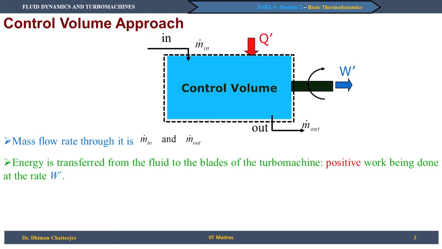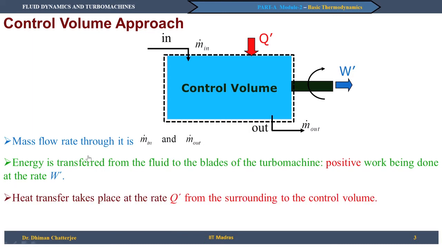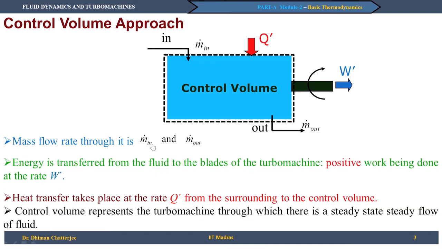I will come to that shortly. Similarly, we can talk about the heat transfer rate Q prime from the surrounding to the control volume, again following the sign convention that we have adopted. In the case of turbomachines, there is a steady state steady flow, which means there is no accumulation of mass inside the control volume.